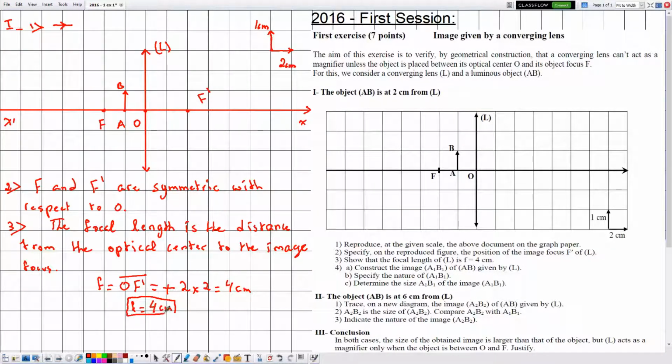And finally, it's a good habit to write our final answer in a box to make the task easier for the corrector to notice our correct answer. Notice that here the focal length is equal to 4 centimeters, which is a positive number, which verifies that the used lens L is a converging lens, because we know that for a converging lens, the focal length is positive. So now we have reached part 4. Let me make some space.